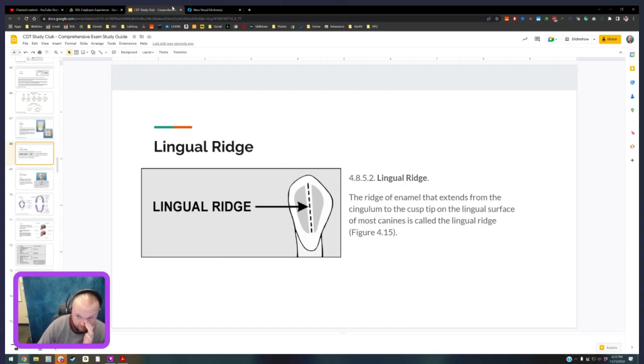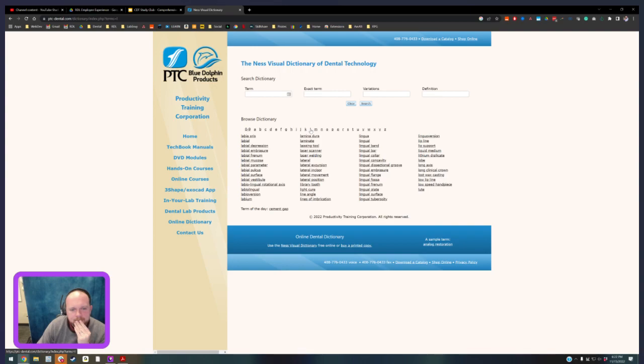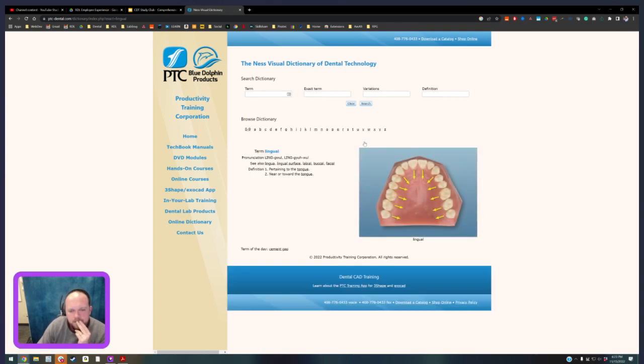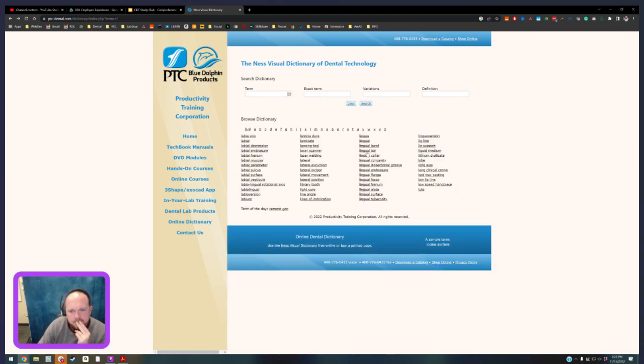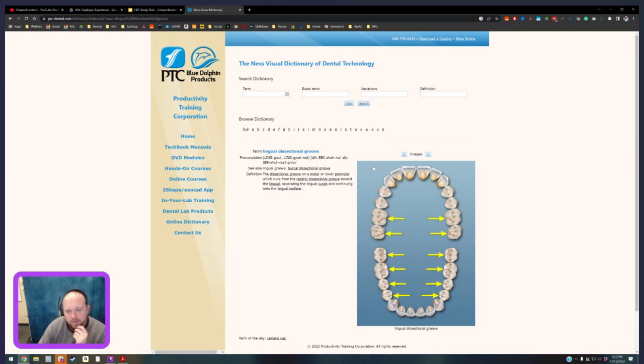Huh. No term found. Lingual ridge. So I'm wondering if there's a difference in terminology here. So I'm just looking at lingual band. Lingual fossa, frenum, plate, surface, tuberosity, lingual collar, concave, dissectional groove. Nope. But there we go. Lingual dissectional groove is a groove that extends from the occlusal surface all the way down to the cingulum. Central dissectional groove toward the lingual, separating the lingual crest and continuing on to the lingual surface.